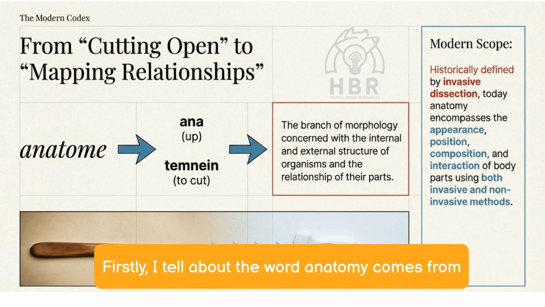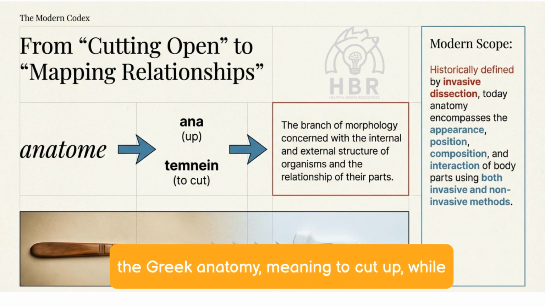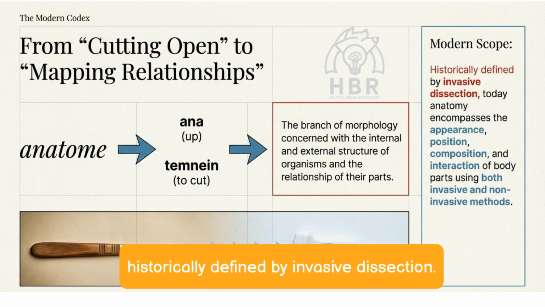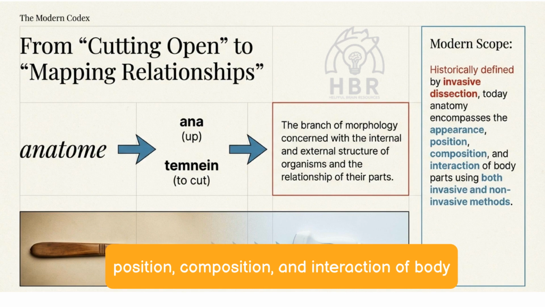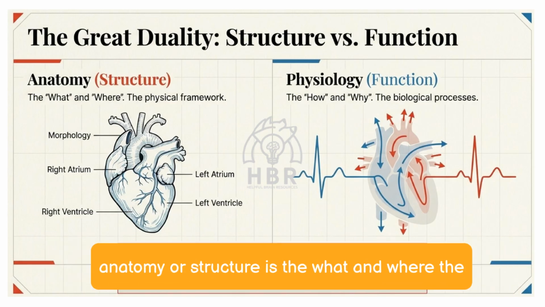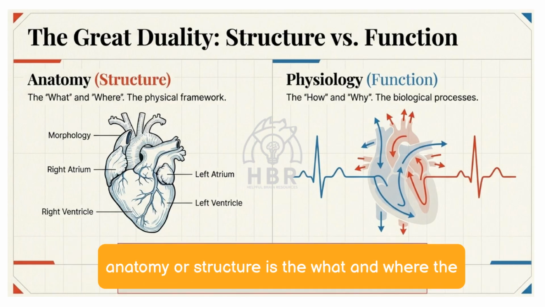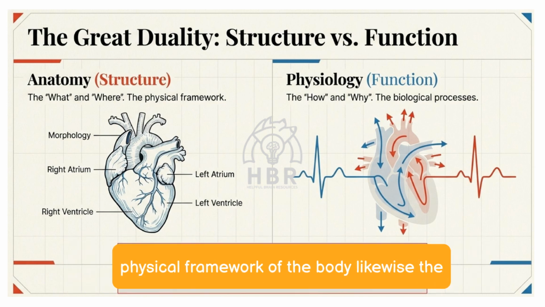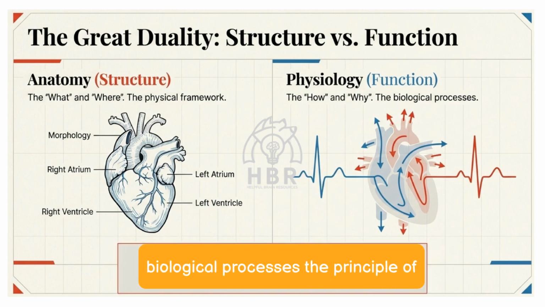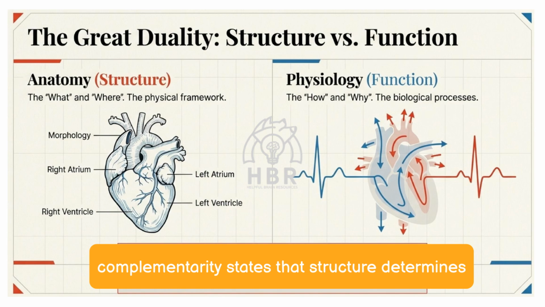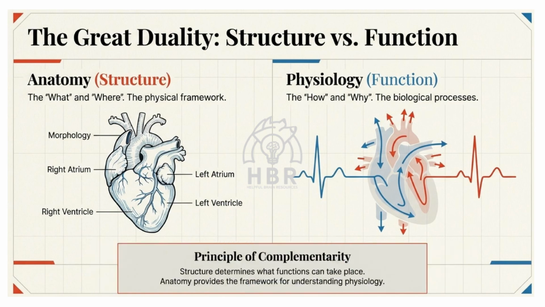Firstly, the word anatomy comes from the Greek anatomy, meaning to cut up, while historically defined by invasive dissection. Modern anatomy uses both invasive and non-invasive methods to study the appearance, position, composition, and interaction of body parts. Anatomy, or structure, is the what and where, the physical framework of the body. Likewise, physiology, or function, is the how and why, the biological processes. The principle of complementarity states that structure determines what functions can take place.